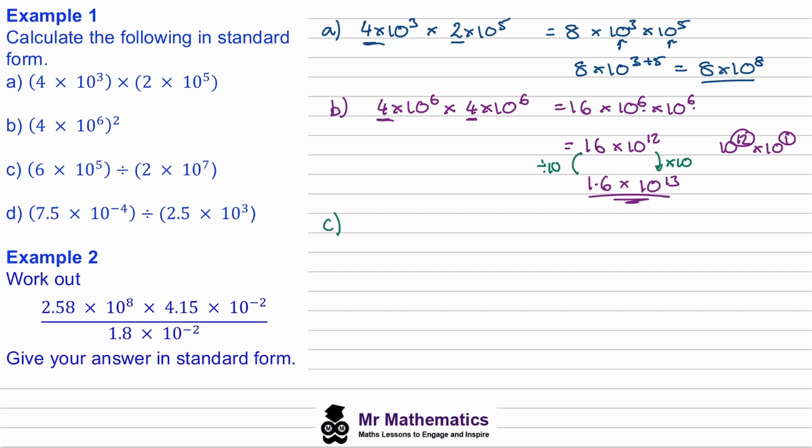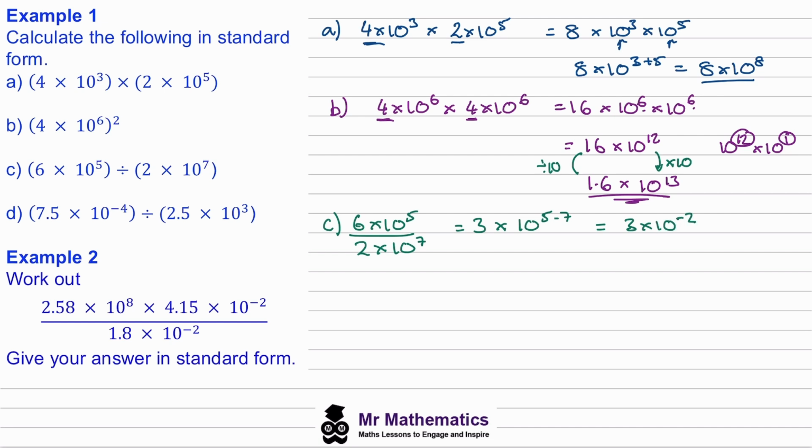For question C, when we have a division, it's always a good idea to write it as a fraction. So we've got 6 times 10 to the 5 divided by 2 times 10 to the 7. So now you can see we've got 6 divided by 2, which will give us 3, multiplied by 10 to the 5 divided by 10 to the 7. And again, using the rules of indices, because the bases are the same, we can just subtract the 7 from the 5. So this will give us 3 times 10 to the power of negative 2.